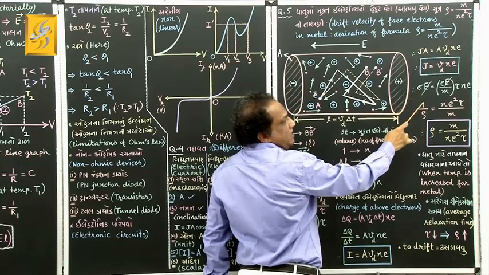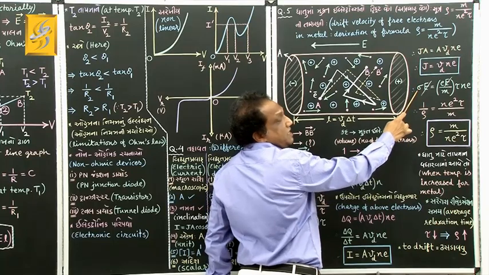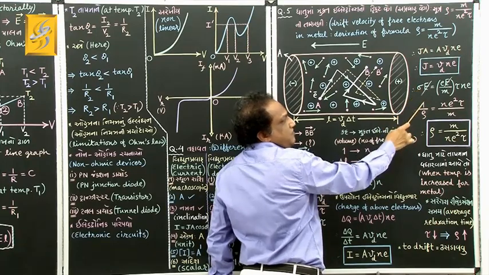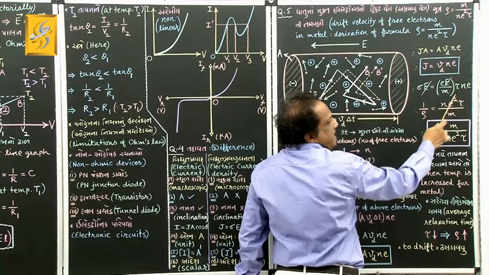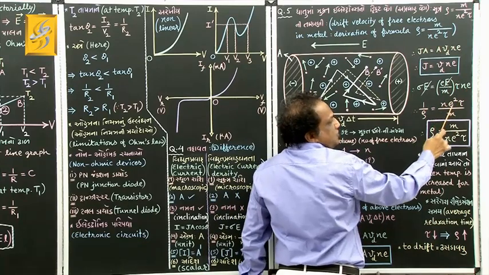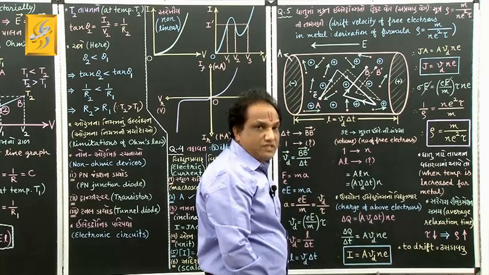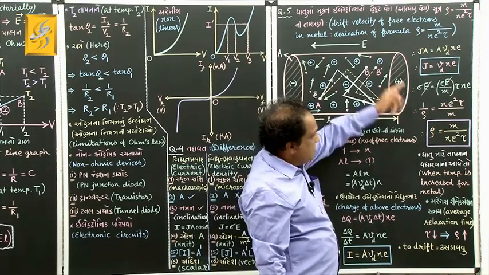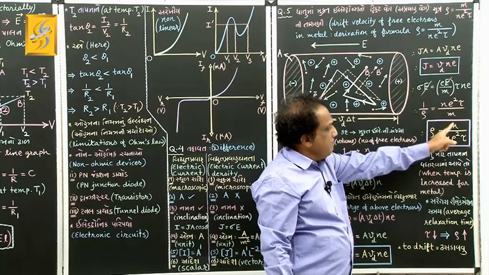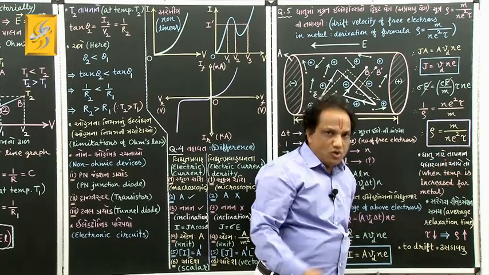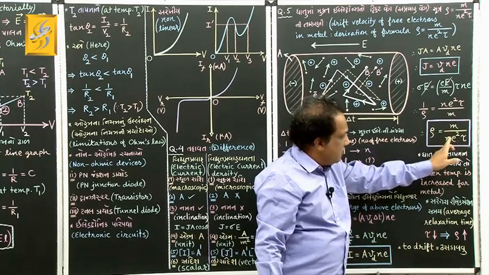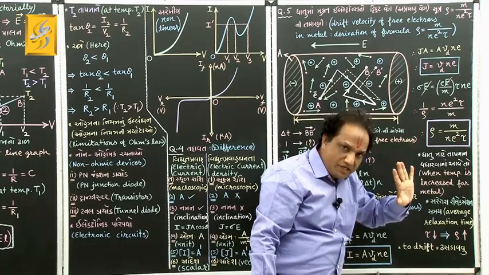Don't you know? The reciprocal of resistivity is called conductivity, correct? So sigma is 1 upon rho. Here it is n E into E, that is E square into tau upon m. Now take reciprocal on both sides. Come on, rho will be m upon n E square tau. Rho equals m upon n E square tau, correct?